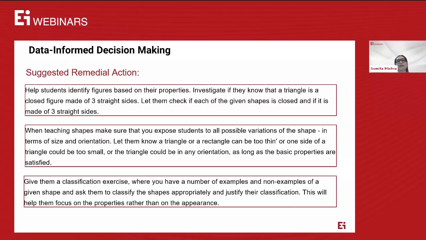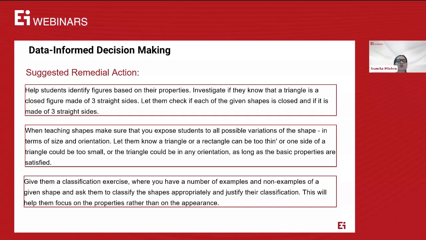Let us say the first level of remediation would be that we show students that a triangle is a closed figure which is made of 3 straight sides. Then give them a couple of examples of shapes and ask them only if the shape is closed and if it is made of 3 straight sides. Once students have been able to identify this very clearly, we move to the next level of remedial action.